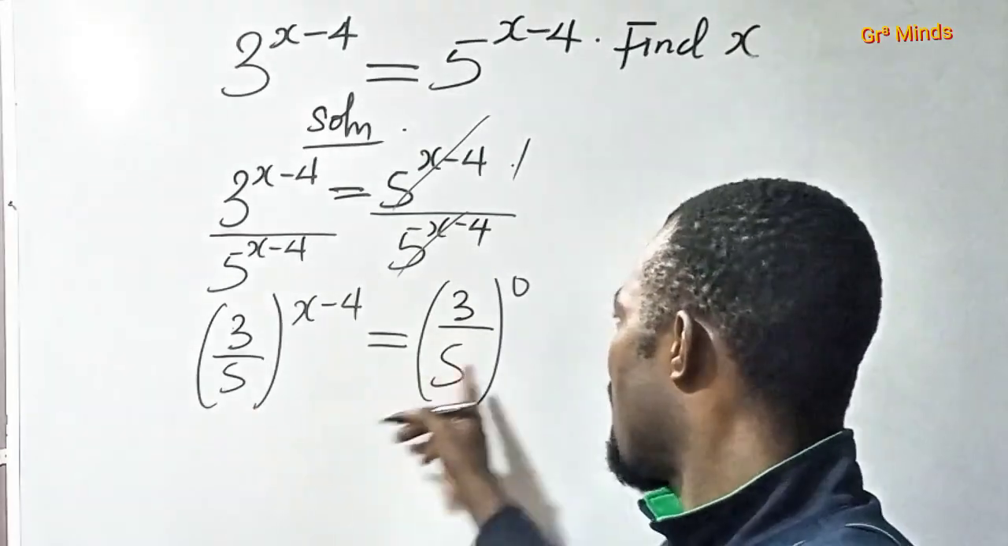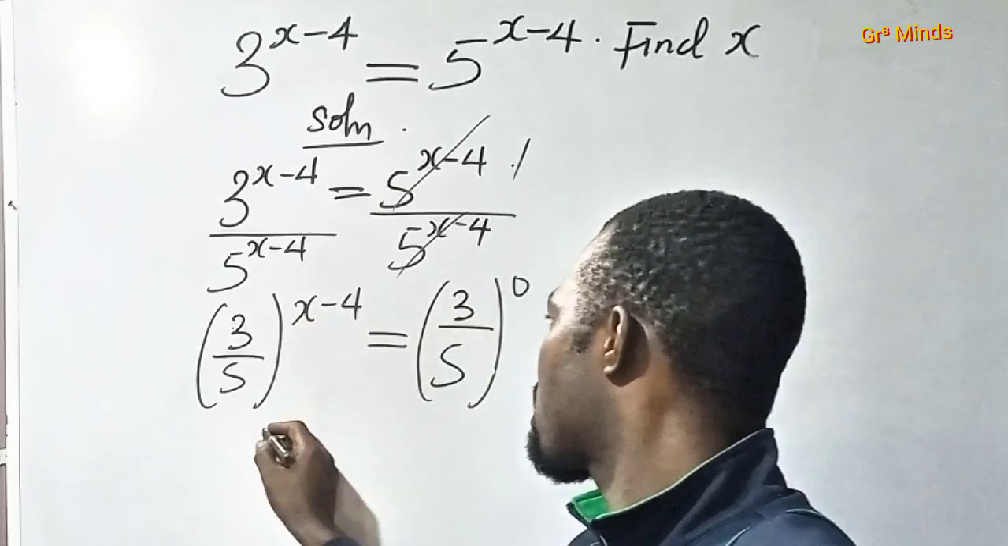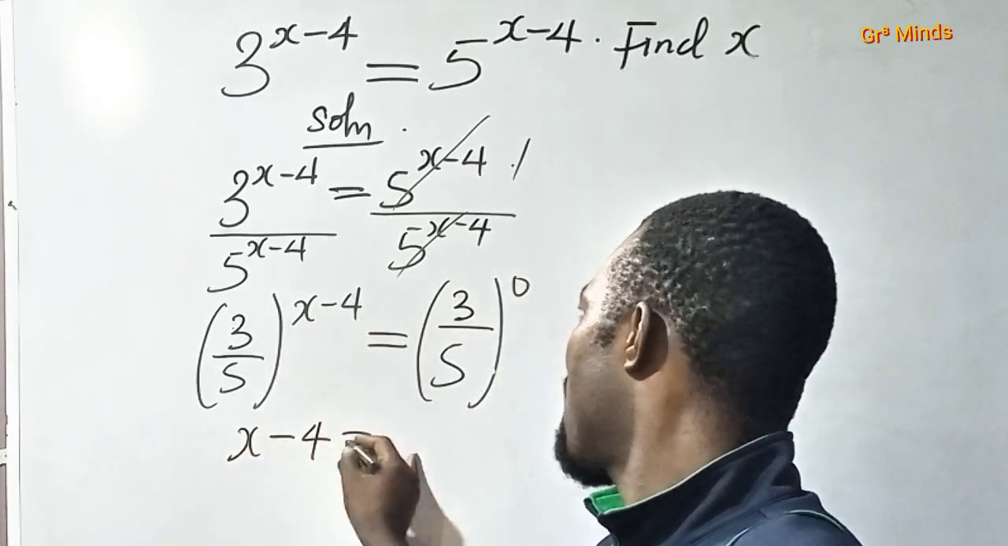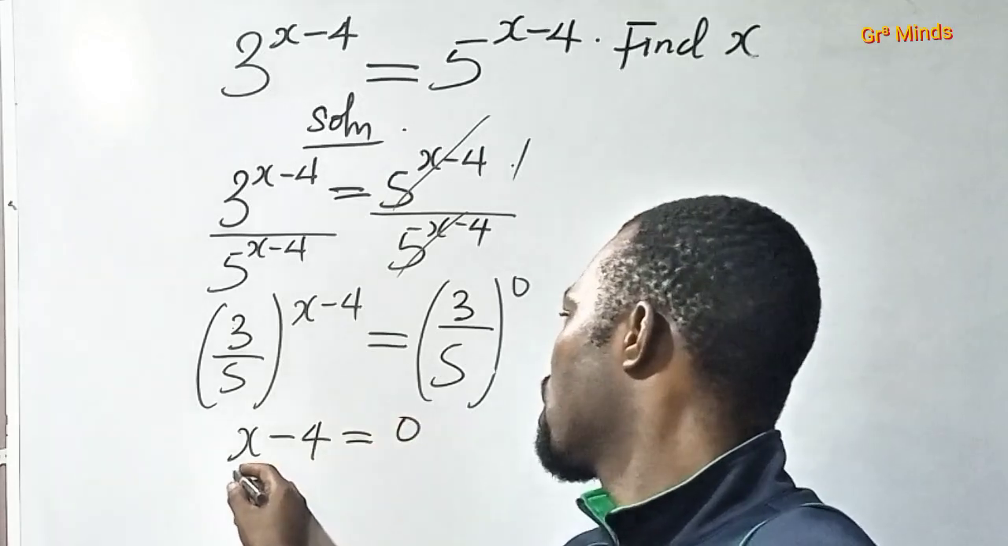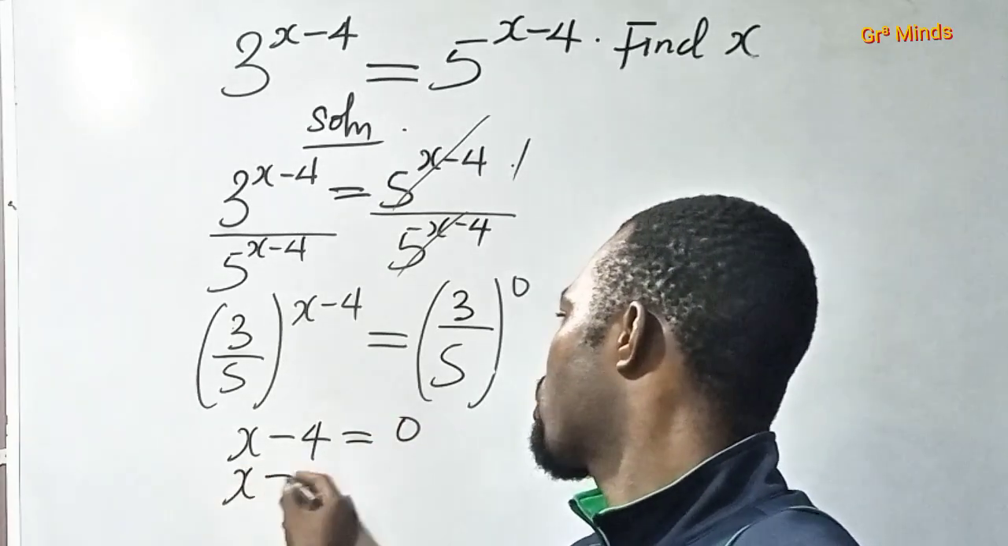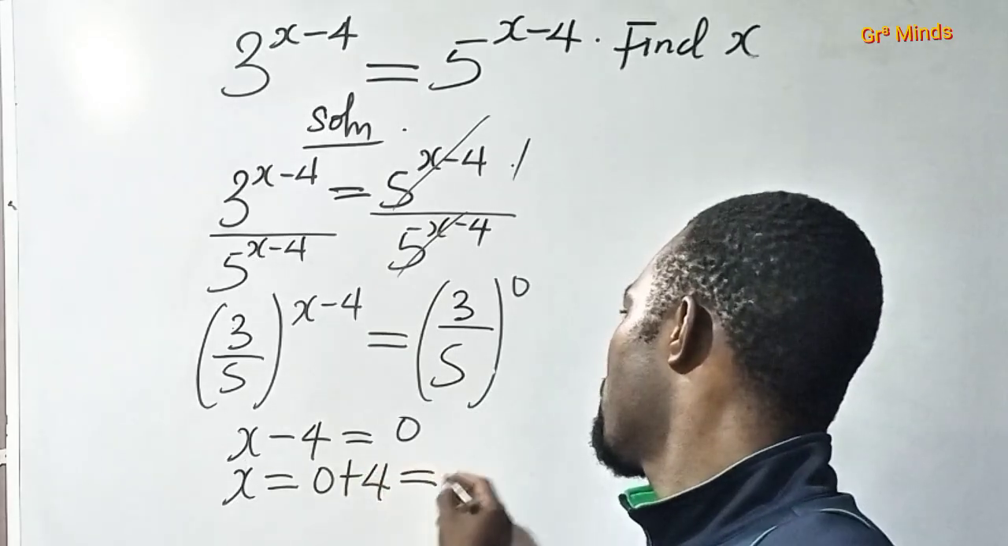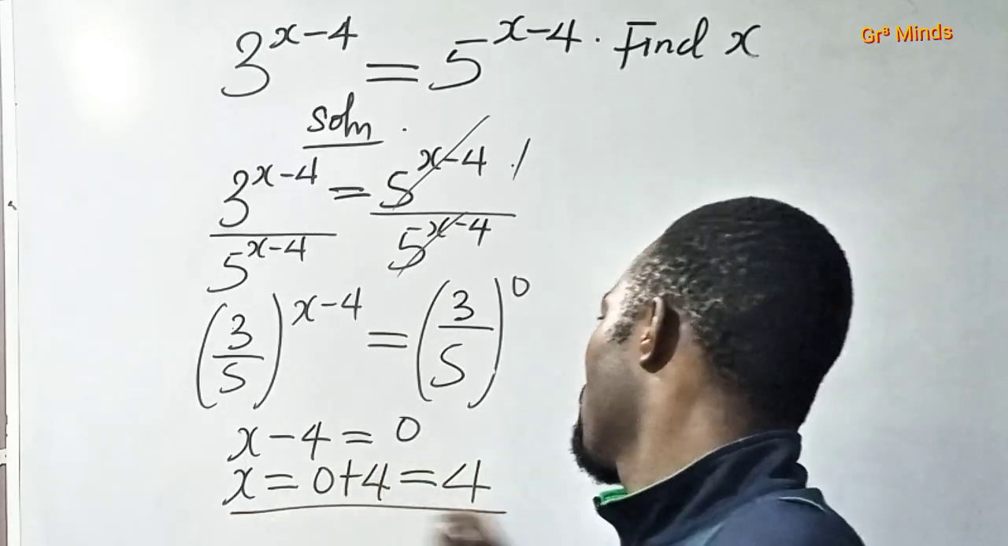So the bases are now equal, which means the powers must be equal. x minus 4 will now equal 0, and x is going to be 0 plus 4, which is 4.